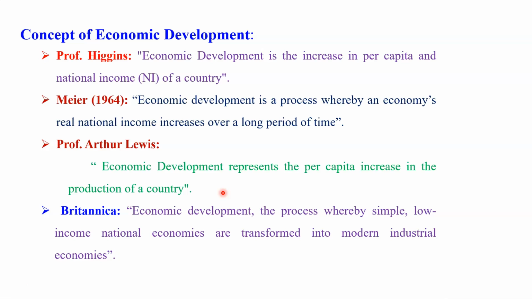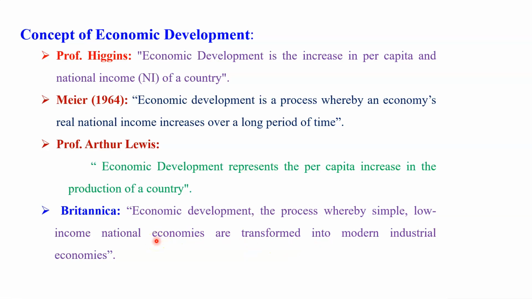See, one another definition I would like to explain here. It is taken from the Britannica Encyclopedia. Economic development: the process whereby simple low-income national economies are transformed into modern industrial economies. See, that is very important.